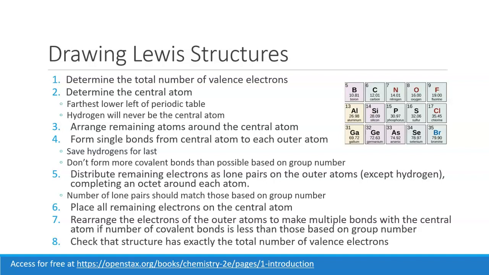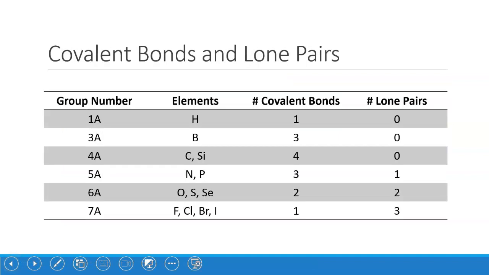We're going to save hydrogen for last, and we'll figure out why probably in the next video when we have multiple central atoms. And we don't want to form more covalent bonds than possible based on the group number. What I mean by that is based off of this table. So carbon typically has 4 covalent bonds, and we don't want to exceed that number.